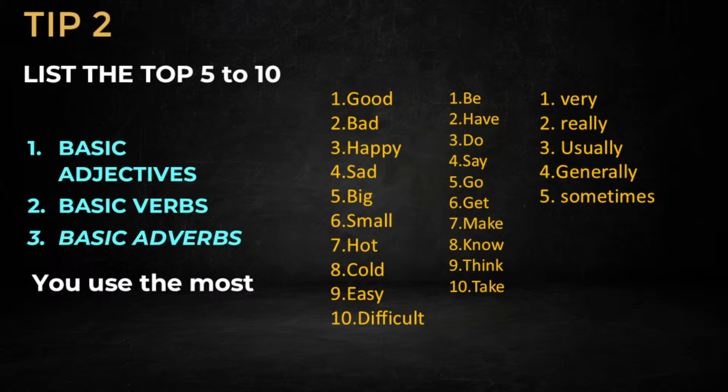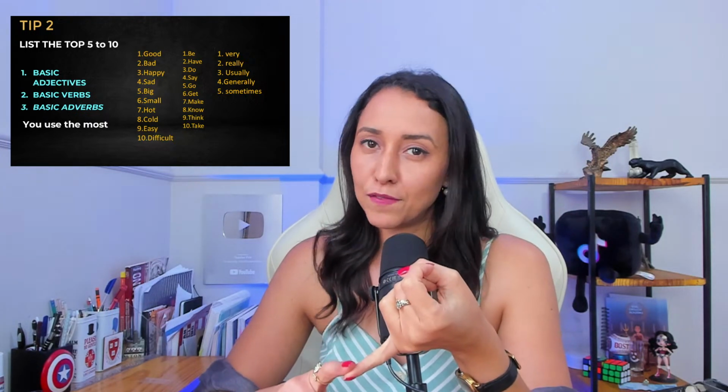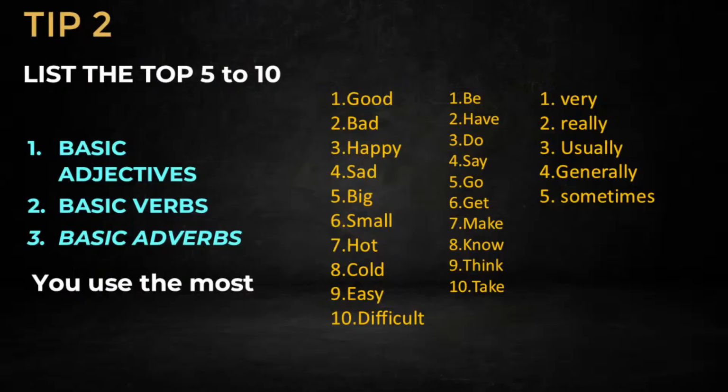Now, tip number 2, I want you to list the top 5 or the top 10 basic adjectives you love, basic verbs you love, basic adverbs you love, maybe basic quantifiers, okay, many, much, a lot. List, okay, 5. You don't need to write many. So if you look at the screen right now, good, bad, happy, sad, big, small, hot, cold, easy, difficult, verb to be, have, do, say, very, really, usually, generally, sometimes.